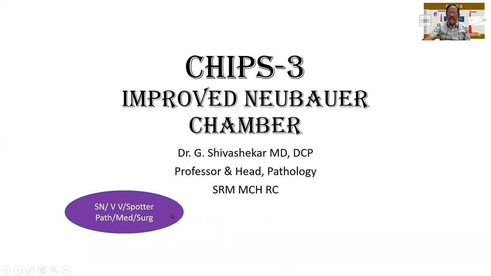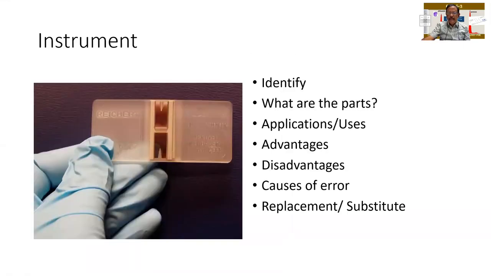And this can be asked as a viva, an OSPE, as I had mentioned, a spotter, and in a few other subjects as well. Whenever an instrument is given to you, we are supposed to identify it, then mention the parts, its applications or uses. What are the advantages, disadvantages? What can be the causes of error? And in such a case, what is a replacement or a substitute?